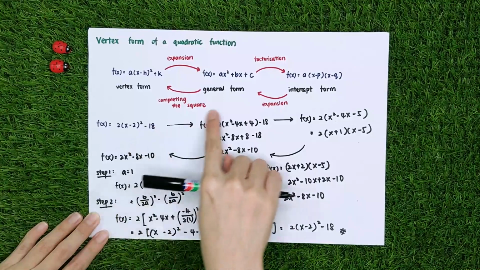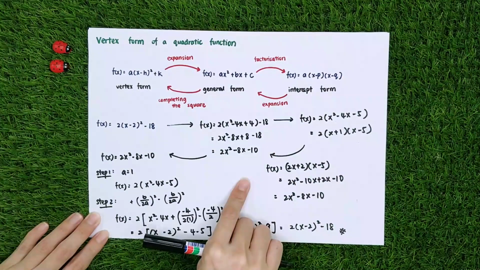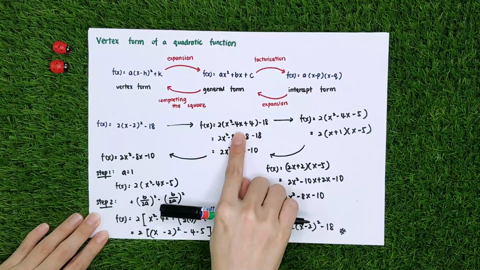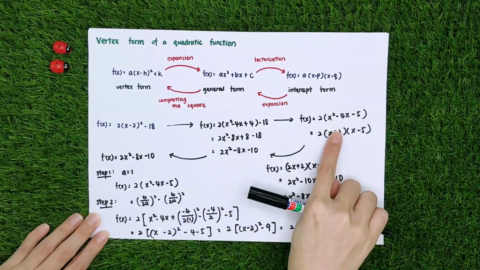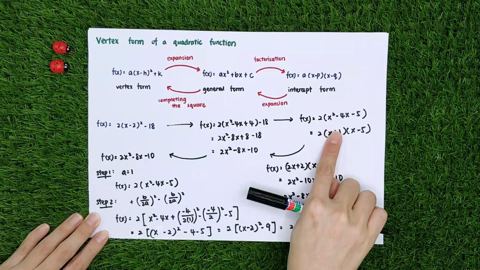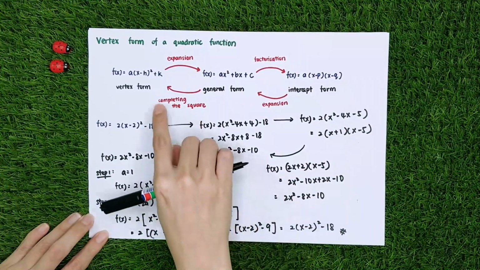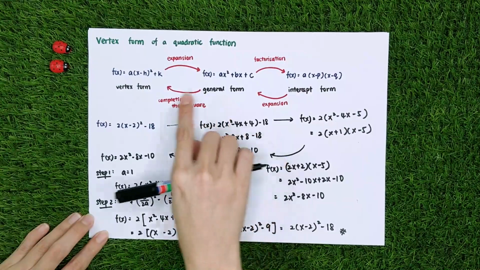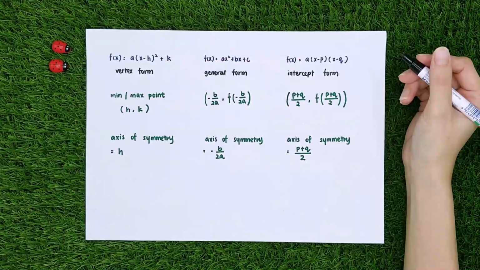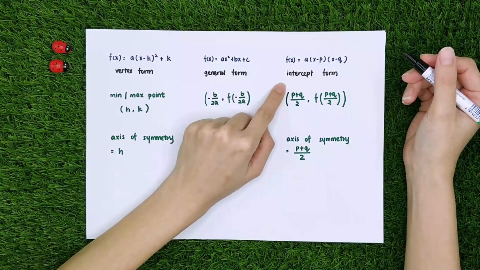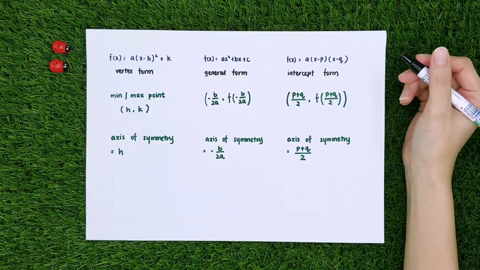So this is the whole cycle of changing the quadratic function form, okay? From the vertex form to the general form and from the general form to the intercept form. And you can change the intercept form by doing expansion to general form. And the last part is using the completing the square, changing the general form to the vertex form. These are 3 different forms of quadratic function, which are vertex form, general form, and intercept form. What information can we get from these 3 different forms of quadratic function?